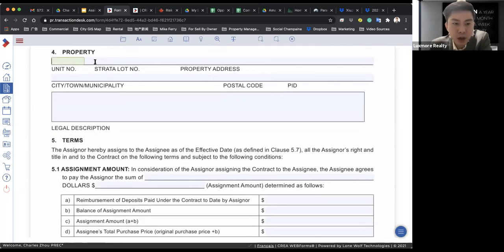The next page would be the property. For the unit number, you can have the unit number and the strata lot number. This is very important. The unit number could change during the development, okay? But the strata number usually doesn't change. So you have to match these two numbers in order to have a proper transaction done. Most of the time, you don't have an address at the beginning, just the unit number and strata lot number, because the development doesn't have an actual address yet. PID and legal description, you just leave empty. Postcode, leave it empty.